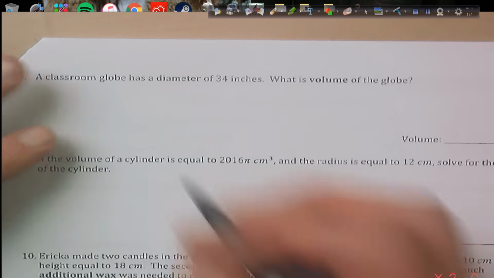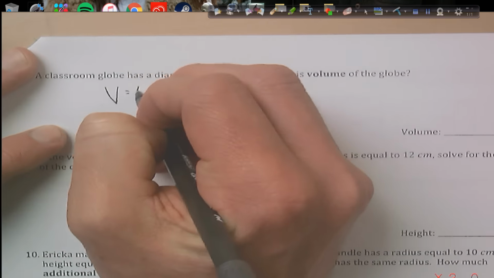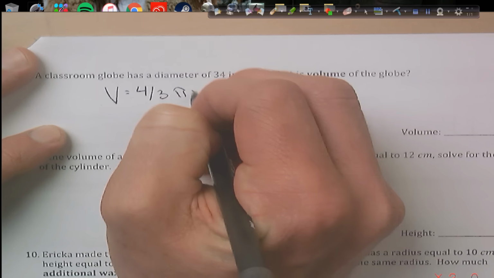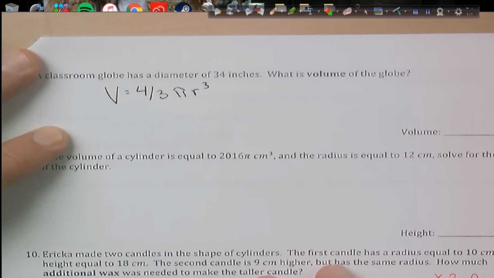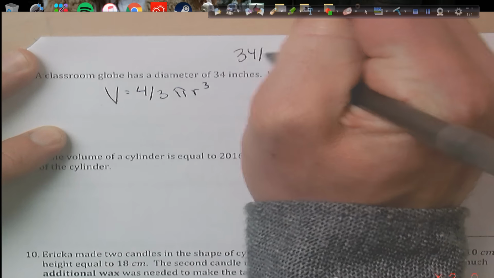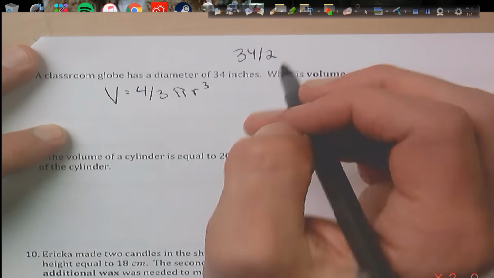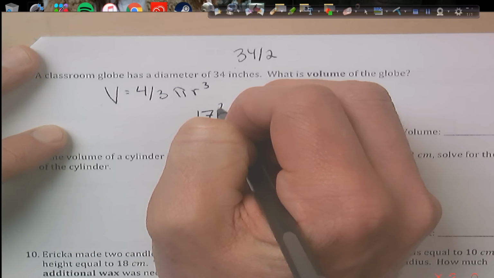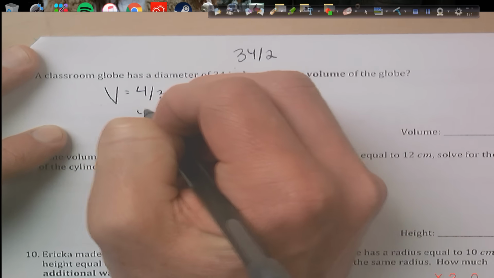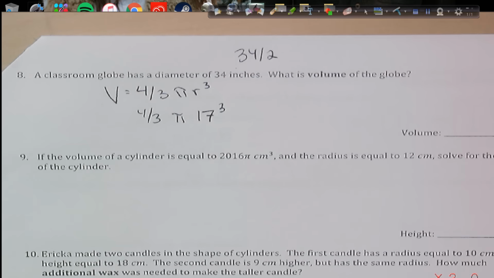A classroom has a globe with a diameter of 34. What is the volume of the globe? So again, just using our formula, we need to get the radius first. So we're going to take 34, divide that by 2. What is that? Is that 17, I think? Pretty sure, but you never want to make a slight mistake. I've corrected lots of kids who've got the wrong answer because they thought it was an easy math problem. They tried to do it in their head. Alright, so we got 17, and we're going to cube it.